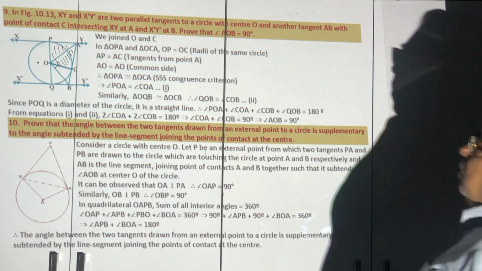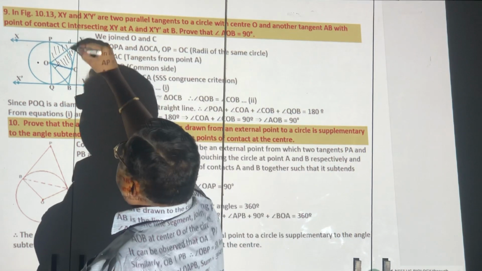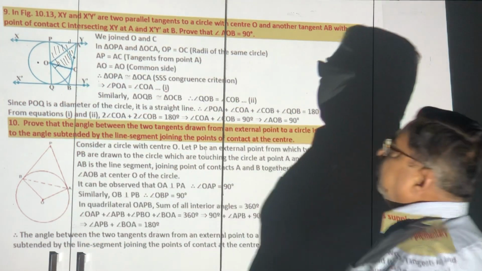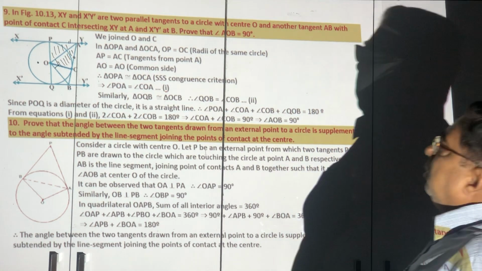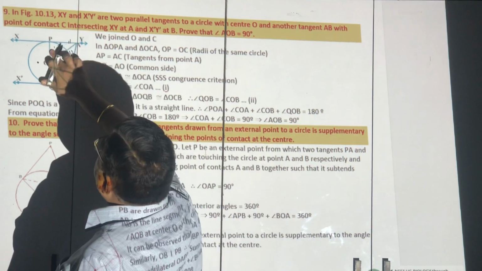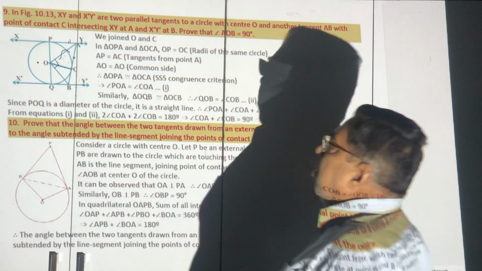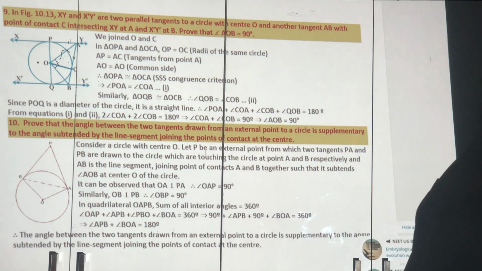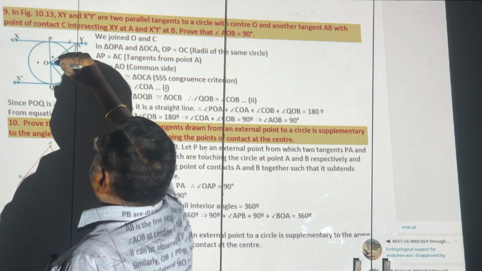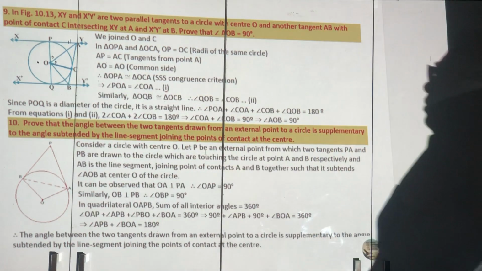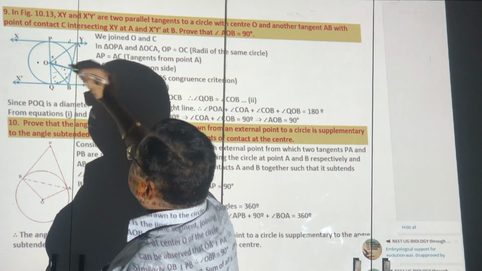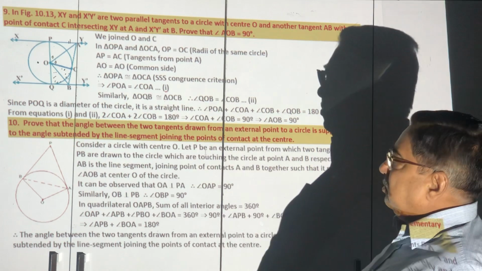AP is equal to AC. Tangents from an external point to the circle are congruent. AO is equal to AO. I'll just remove the shading so that it becomes easy for you to see. AO, reflexivity, common side. Therefore, the triangles are congruent and therefore angle POA, so this angle is congruent to this angle. Simple, my friends. Now take these two triangles. Similarly, we will get like this.